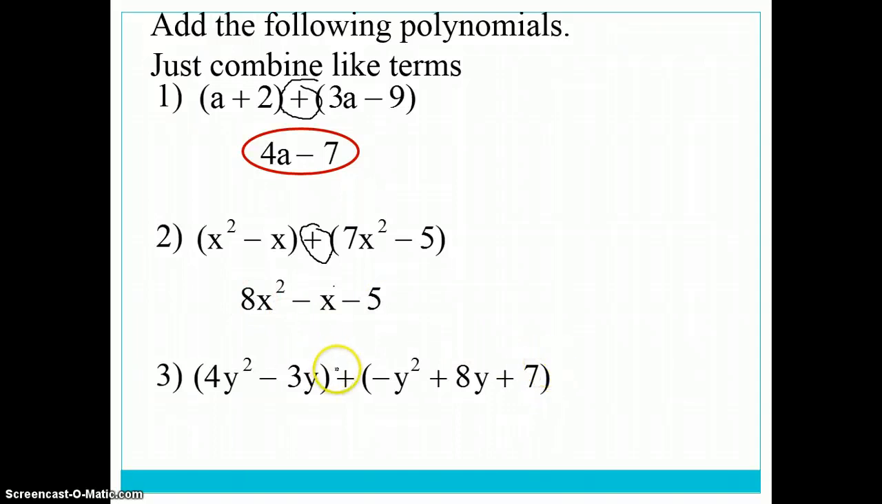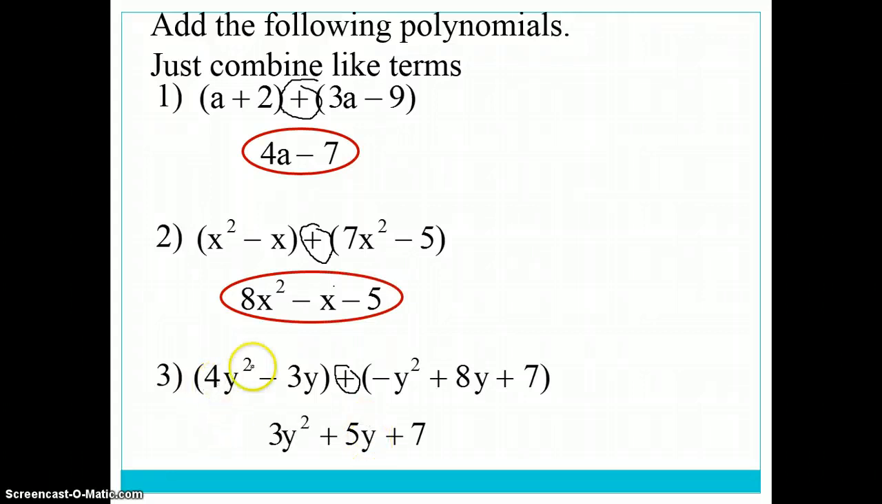All right, last addition problem. 4y squared, again, nothing really to do with the plus when you're adding them. 4y squared minus y squared is 3y squared, right? And then negative 3y plus 8y is positive 5y. And then there's nothing to combine with the 7. Whoops. So I get that. Again, 4y squared minus y squared is 3y squared. Negative 3y plus 8y is 5y. And nothing to combine with the 7, so I just bring it down. And that's what we get. This is a quadratic trinomial.